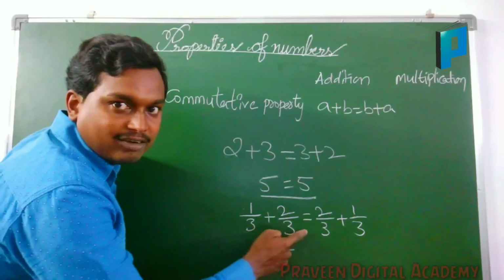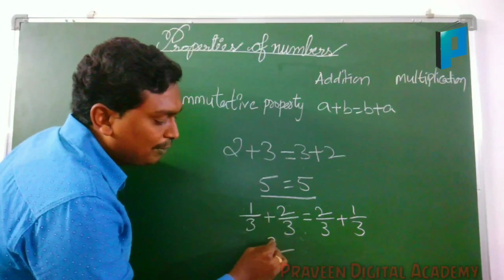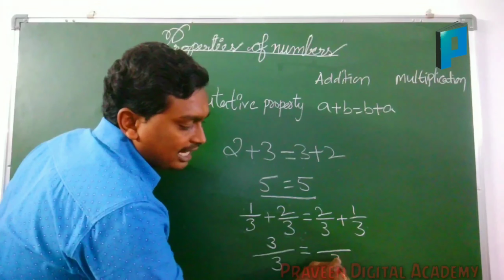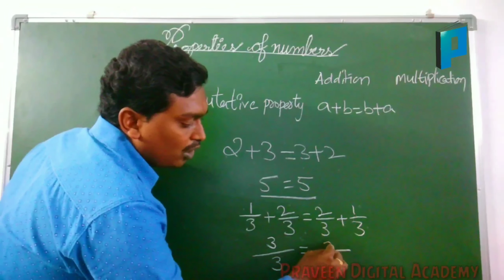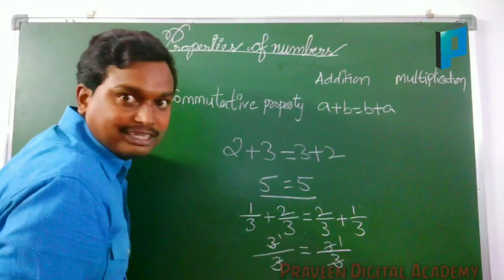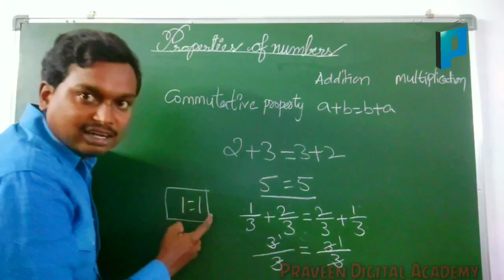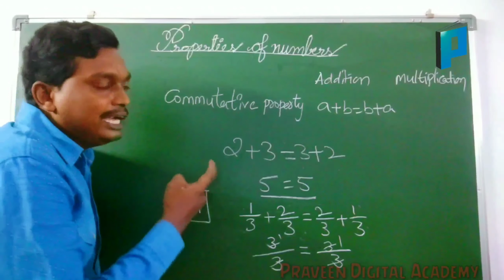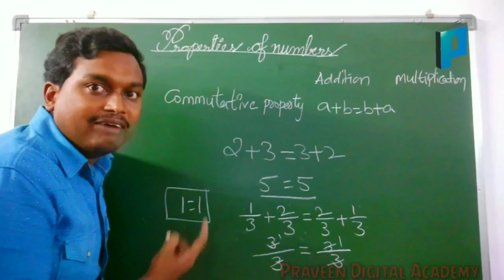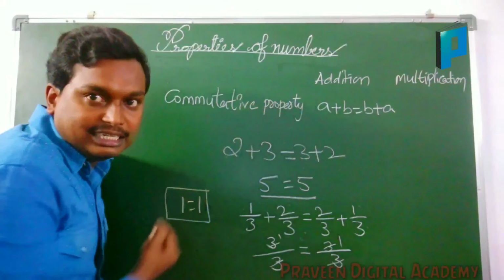Because denominators are equal, we will take one denominator. Add the numerators, 1 plus 2. What is 1 plus 2? You will get 3. That is equal to, here also denominators are equal, 2 plus 1. What did you get here? 3. Here, 3 ones are here, and 3 ones are here also. Can I say 1 is equal to 1? We got the answer here, 1 is equal to 1. This means a plus b is equal to b plus a. Wherever you have a property like this, we will call it the commutative property under addition.